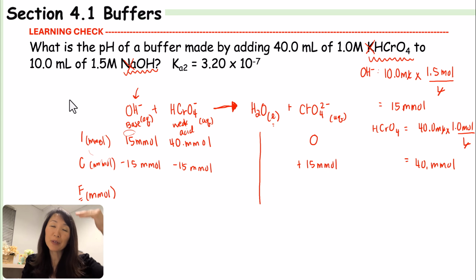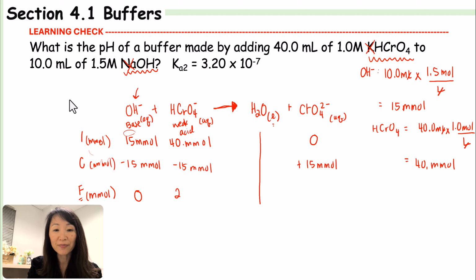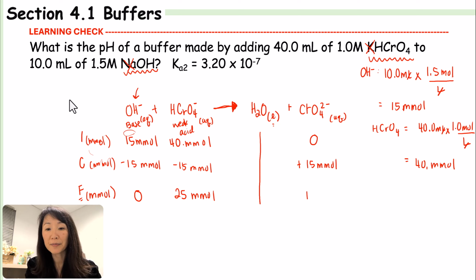In the final, you're going to add the top, the I, and the C together to get the final. So 15 plus negative 15 would be 0. Then 40 plus negative 15, that's 25. Lost my train of thought for a sec. And then 0 plus the 15 is 15. So here I have the millimoles.